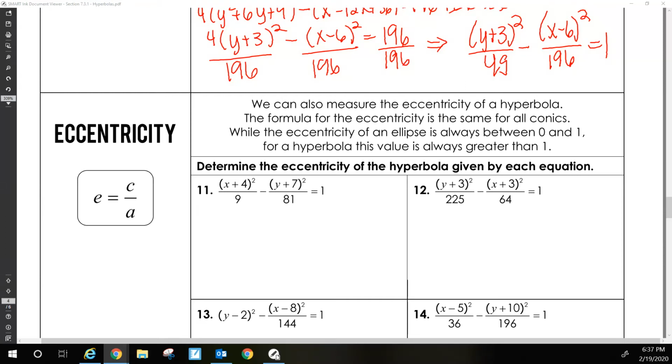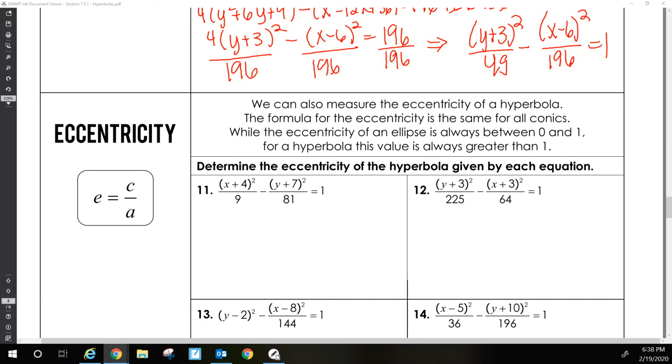Welcome back, Calculus. Last part of the first section of hyperbolas. We've got eccentricity. Notice that the formula for eccentricity is the same for hyperbolas as it was for ellipses. So notice it's the same for all conics. The eccentricity of an ellipse was always between 0 and 1. You're going to see that the eccentricity for a hyperbola is always greater than 1.